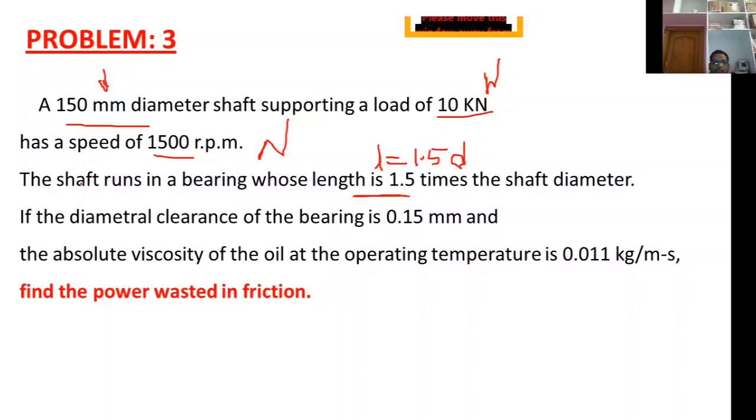Now, if the diametral clearance of the bearing is 0.15 mm, that means capital C. Diametral clearance capital C is given, and the absolute viscosity of the oil at operating temperature, that means Z value also is given. Here you have to find the value of power wasted in friction. Here you have to find the answer, that is the coefficient of friction.